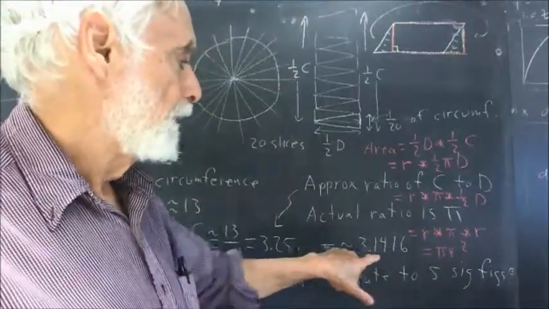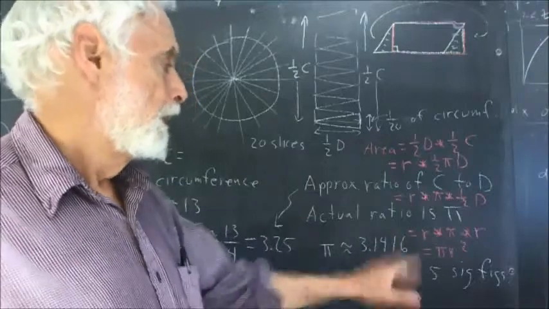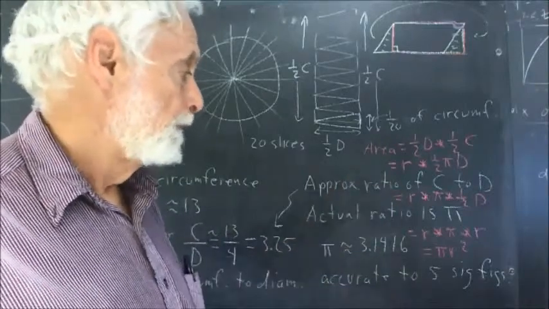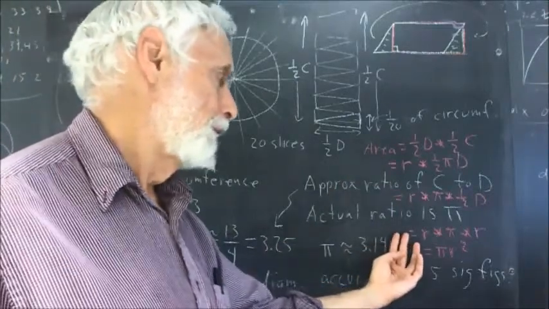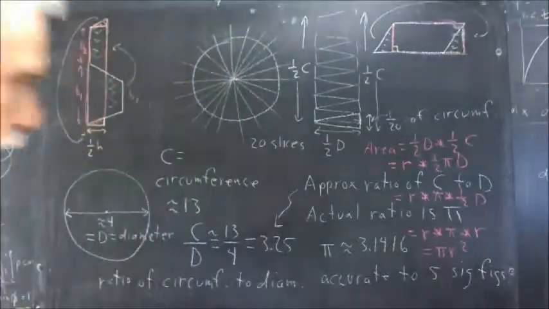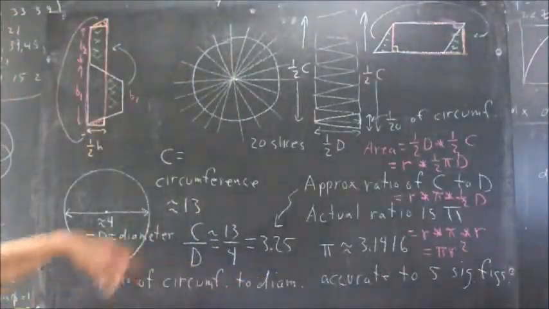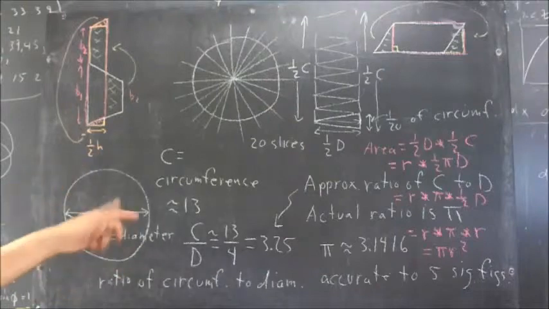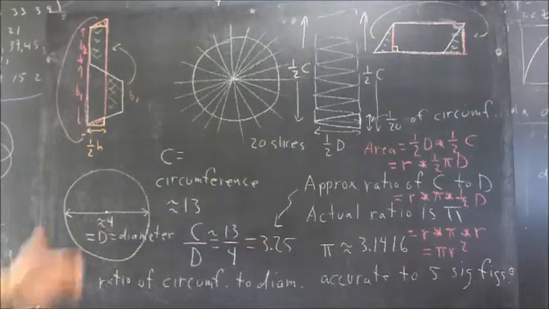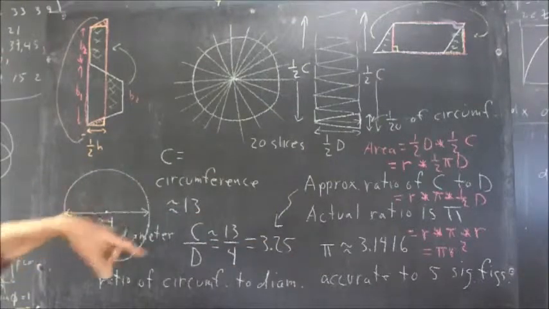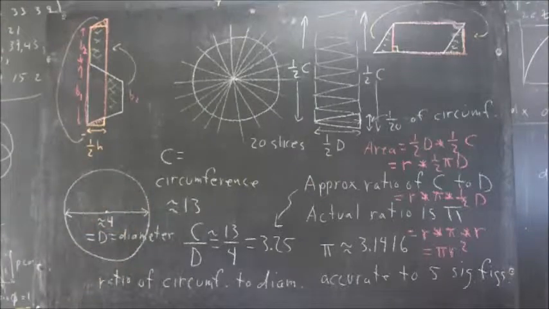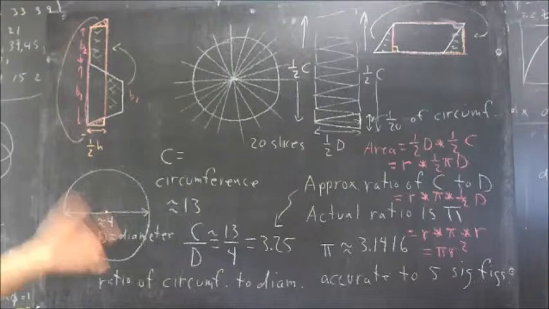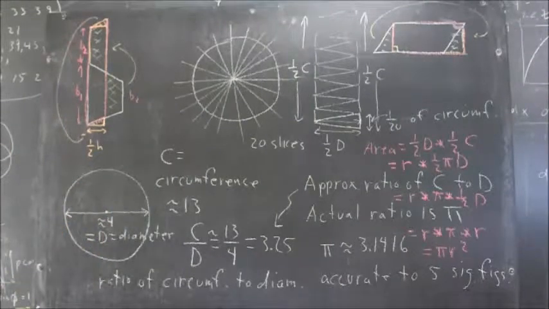But pi is approximately 3.1416. Everybody should know that, and everybody should know that that's about 3.14 as well. And that is the ratio of circumference to diameter. So if you know the circumference, you can divide by pi and get the diameter. If you know the diameter, you can multiply by pi and get the circumference. And if you need the radius, well, find the diameter and divide it by 2.